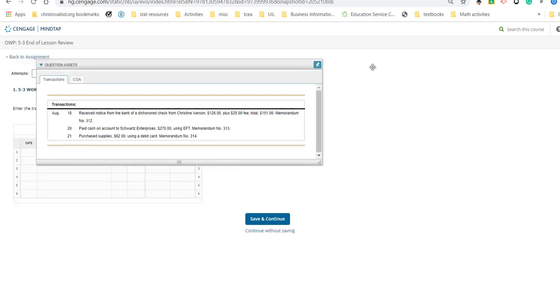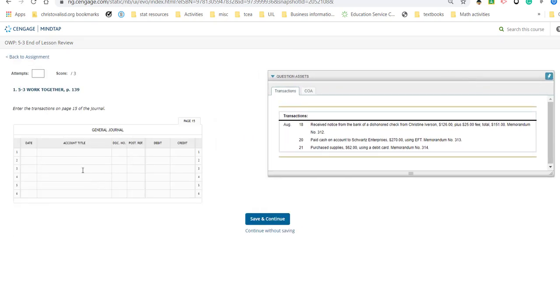So again, I unpin it, move it to the side so I have access to it. We're in August, so AUG. 18. We received notice from a bank of a dishonored check from Christine Everson for $126 plus a $25 fee, for a total of $151. One thing I forgot to make a note of: in this book, they are not including any extra fees that you are putting into the account. You typically, as a business person, would have a fee for an insufficient funds check as well that would go in with this.